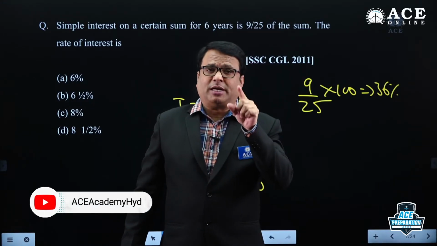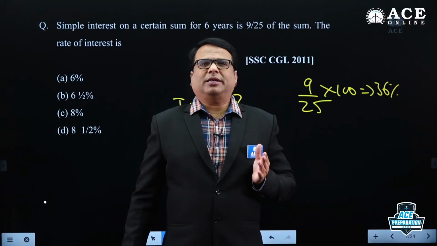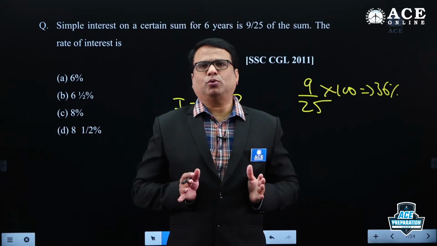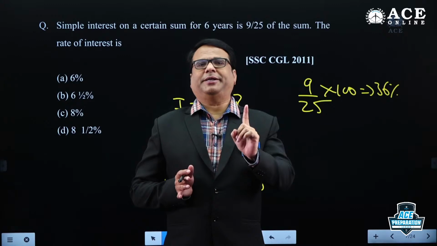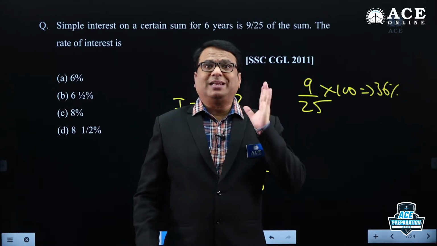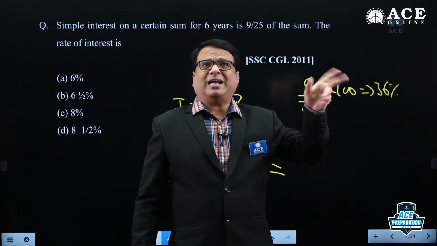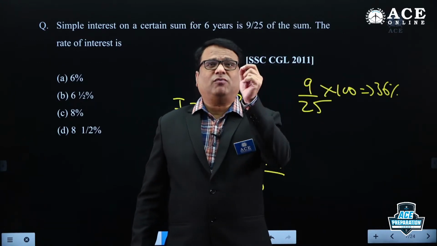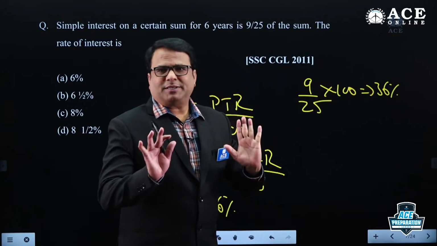And you should be in that position. If you want to crack the exam, knowledge alone will not help you to crack the exam. Along with the knowledge, you should also have the speed. So when you see 9 by 25, you should reach a stage where you can easily understand that 9 by 25 is 36% within 1 or 2 seconds.